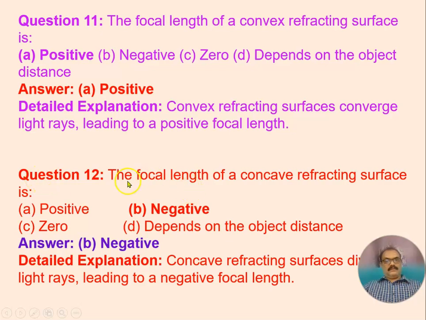Question 12. The focal length of a concave refracting surface is A. Positive. B. Negative. C. 0. D. Depends on the object distance. Answer B. Negative. Detailed explanation. Concave refracting surfaces diverge light rays, leading to a negative focal length.